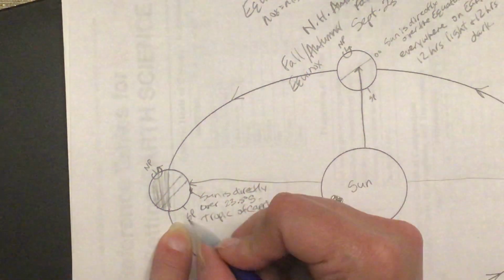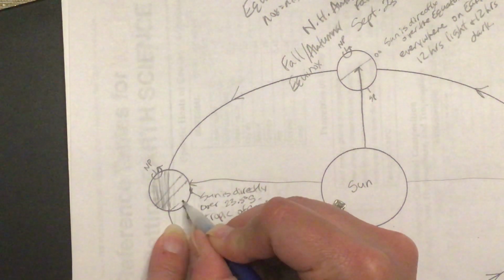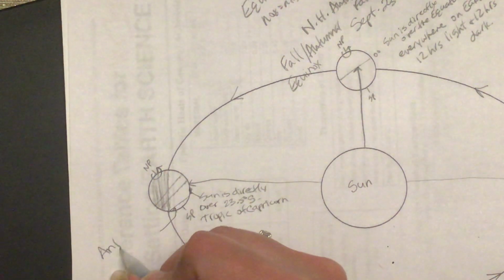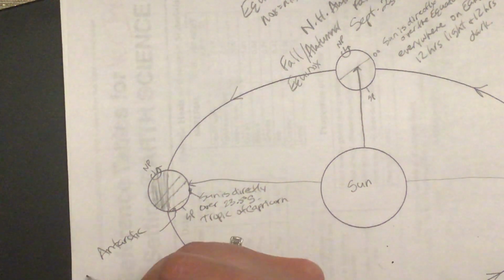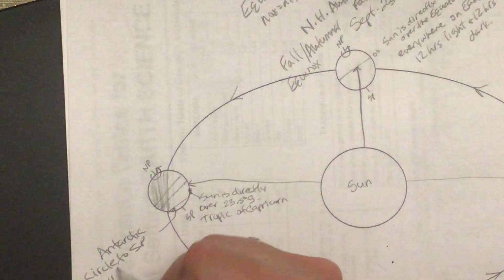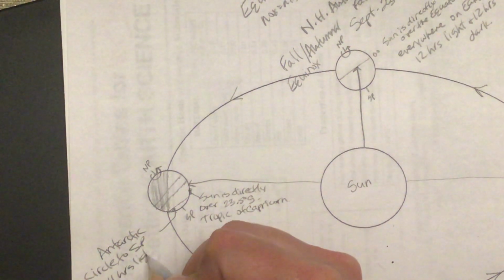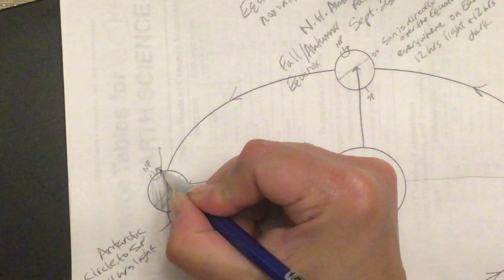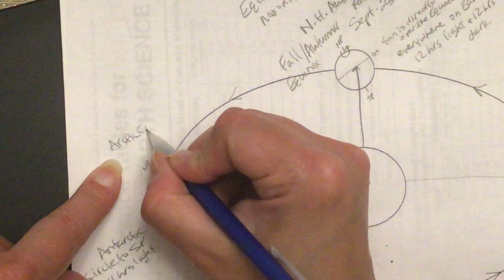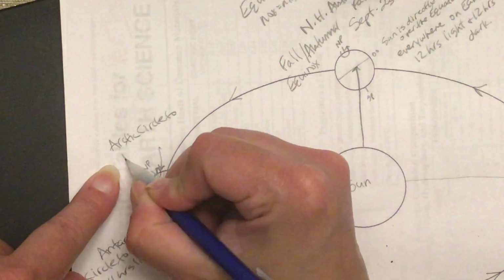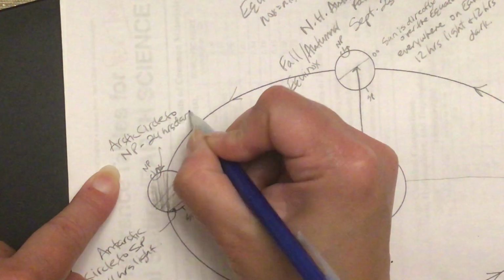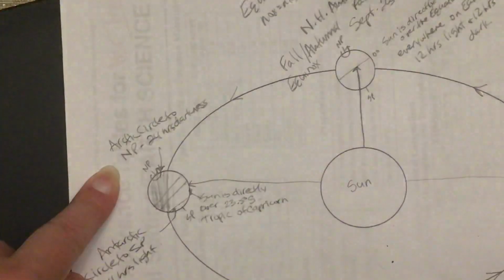If you look down here, see where it's completely lit? From the Antarctic Circle to the South Pole, it is 24 hours of light. And up here, from the Arctic Circle to the North Pole, there's 24 hours of darkness.